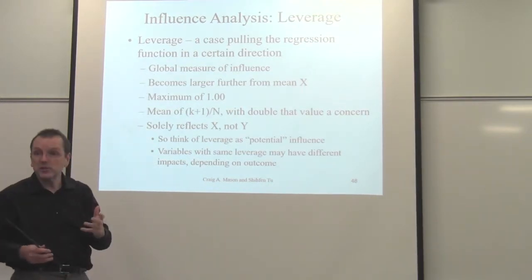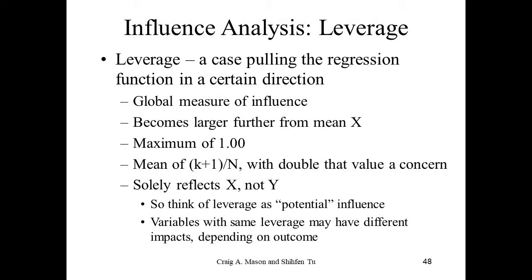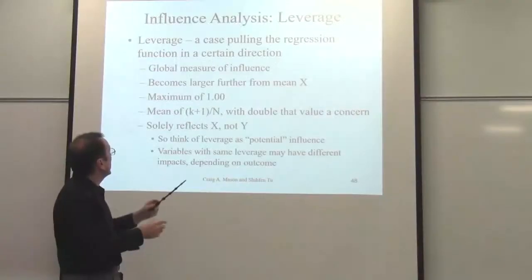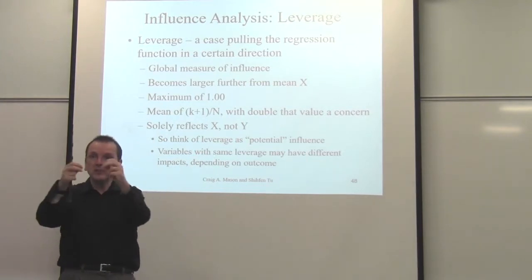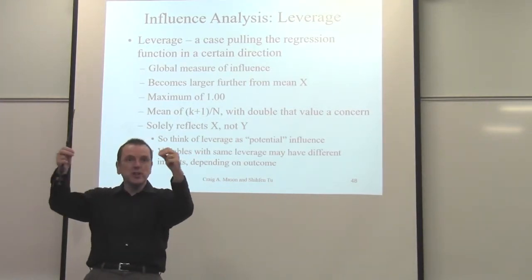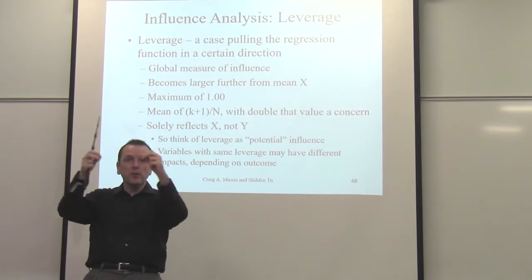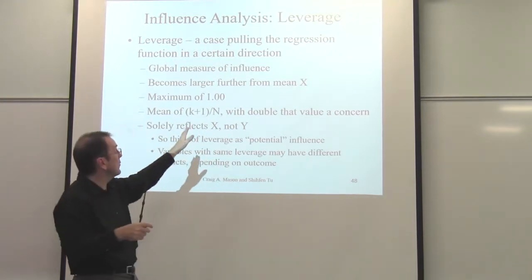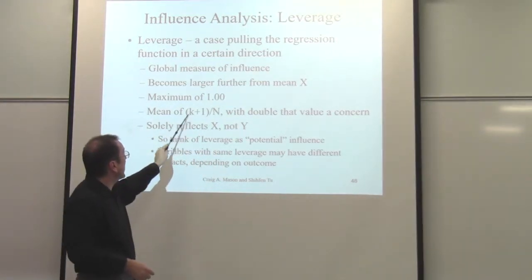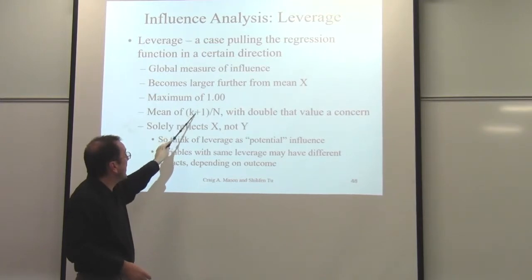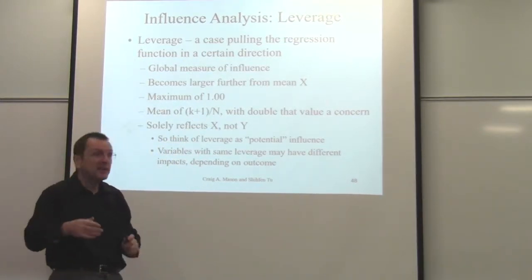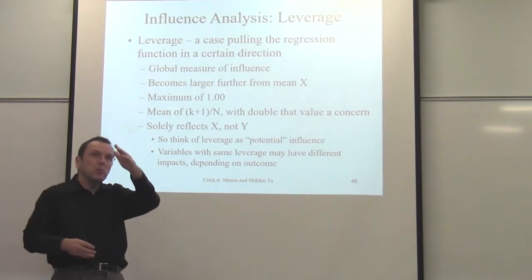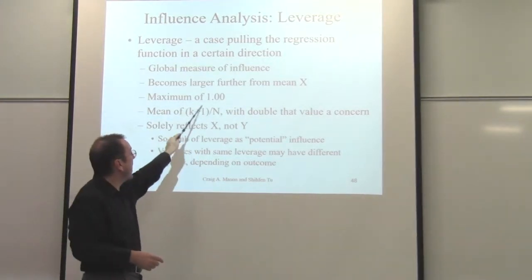One thing is called leverage. Leverage is what's called a global measure of influence. Some characteristics: it's larger the further away you are from the mean, just like we were just talking about. The leverage that a case has will be bigger the further away it is from the average of the x's. The maximum score for leverage is 1. It has a mean of k plus 1 over n, so however many variables you have plus 1, divided by n, is the average. And people will typically look at anything double that.